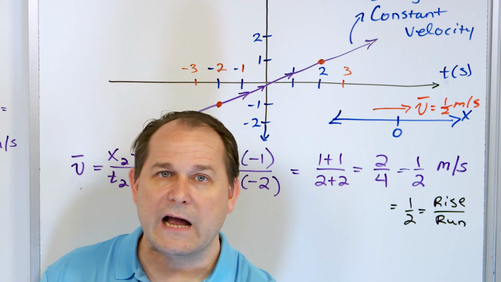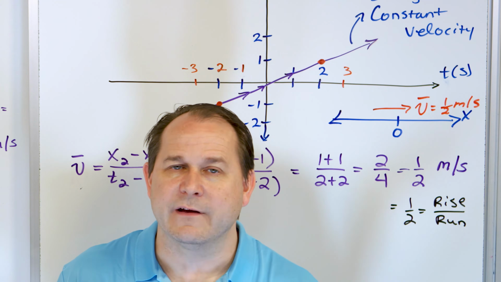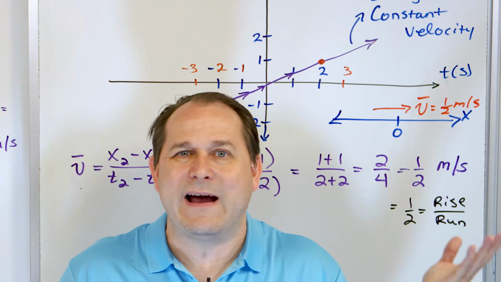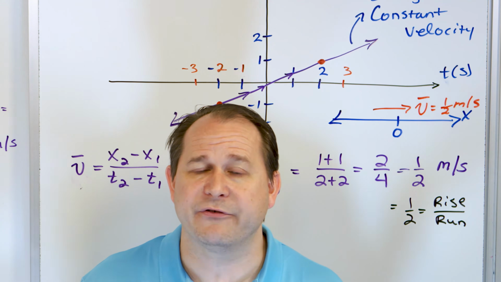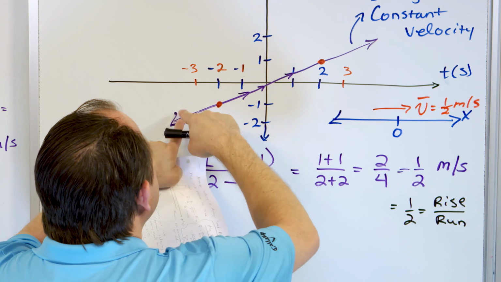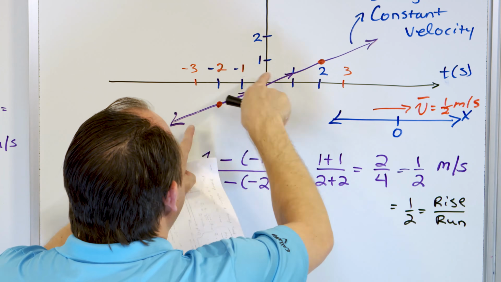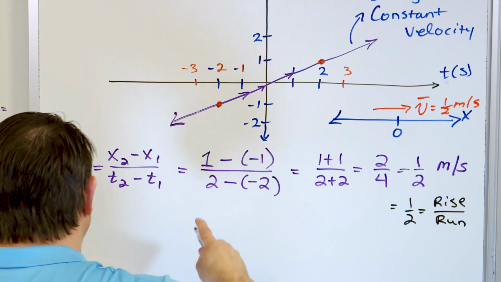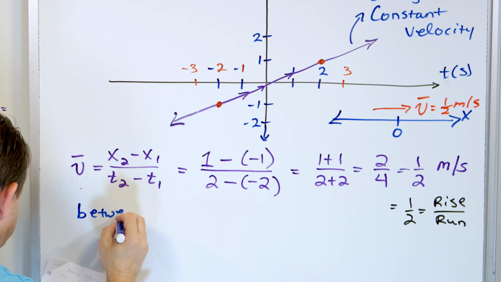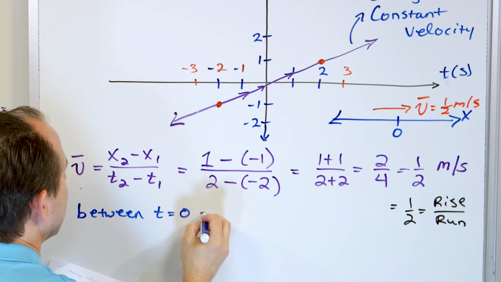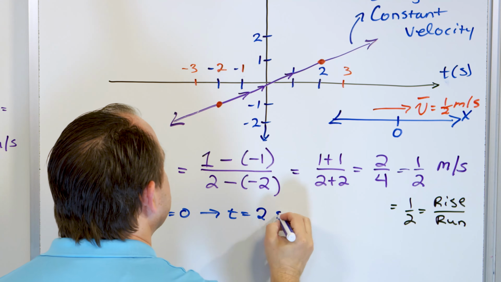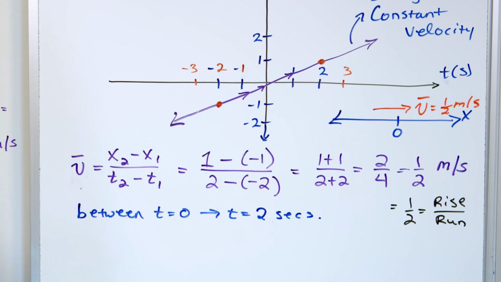Now, because it's a straight line and the slope of the line never changes, if we calculate the average velocity between any 2 points on this line, we should get the same velocity, 1/2 meter per second. No matter where you are, you're going the same distance in the same amount of time. So let's go ahead and calculate it someplace else. Let's say between t is equal to 0 and time is equal to 2 seconds, right? So let's see what we get.